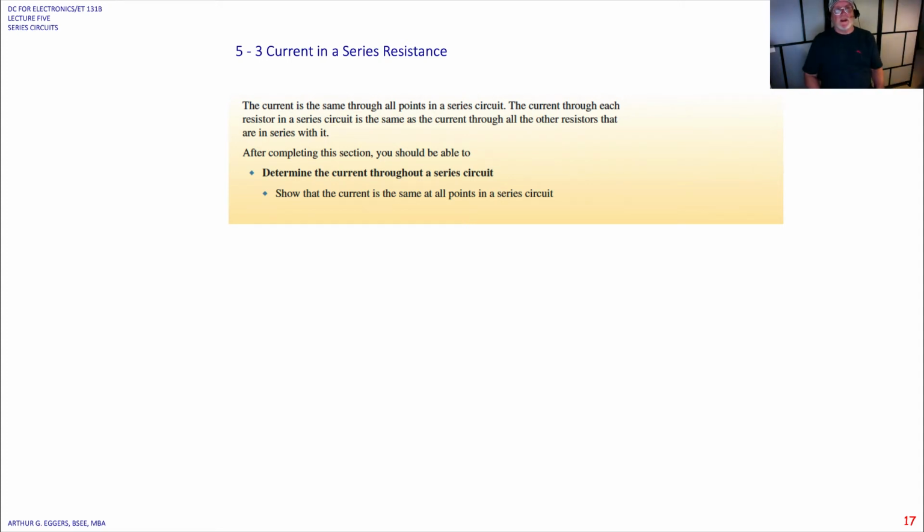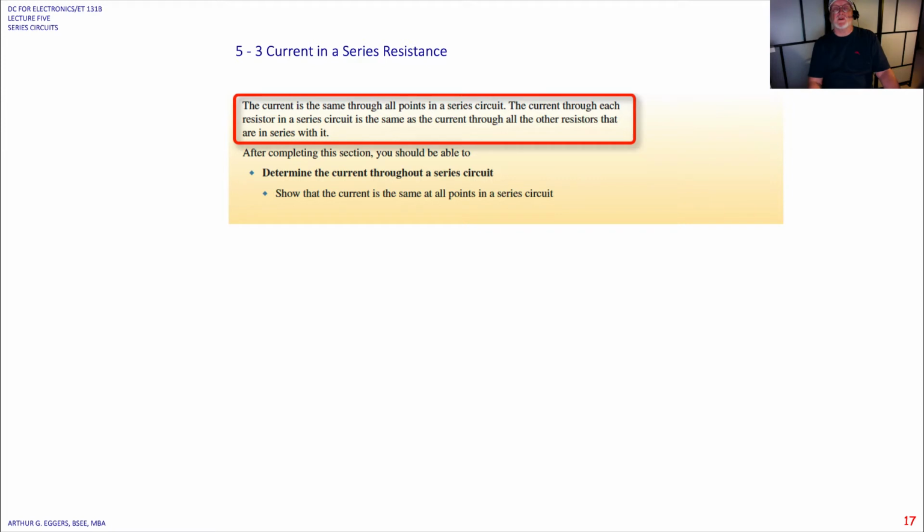So now we come back to look at current in a series resistance circuit. The current is the same through all points in a series circuit. As you're doing your analysis and understanding how to use Ohm's law, how to use the power law, and later how we're going to use Kirchhoff's law, remember that in a series circuit, the current is the same through all points, through all resistors. The current through each resistor in a series circuit is the same as the current through all the other resistors that are in series.